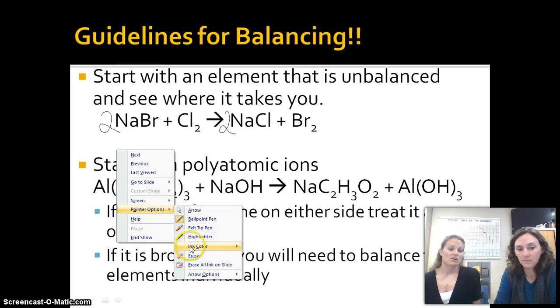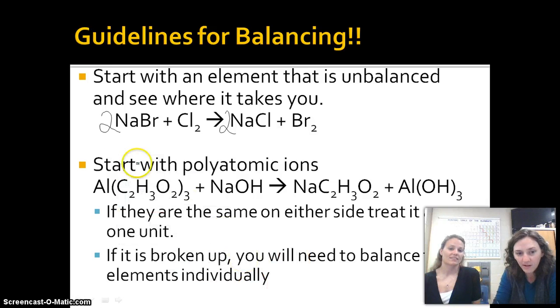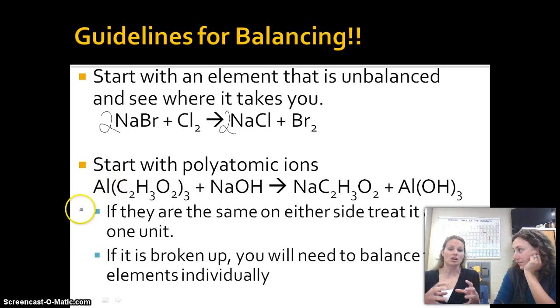The next rule says start with our polyatomics. Polyatomic ions are on your cheat sheet. You should remember these from chapter 7. Start with those. Look for the parentheses. If there are parentheses on one side and nothing on the other side, start with those big chunks. You've got to leave them as one big unit, one big chunk.